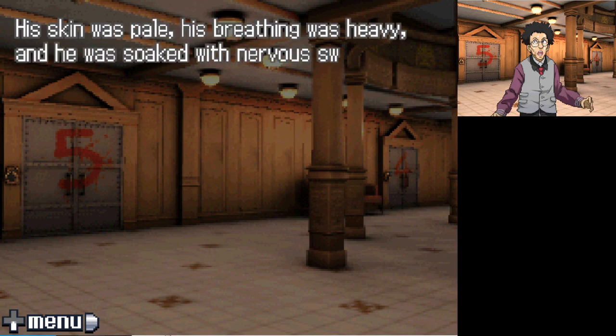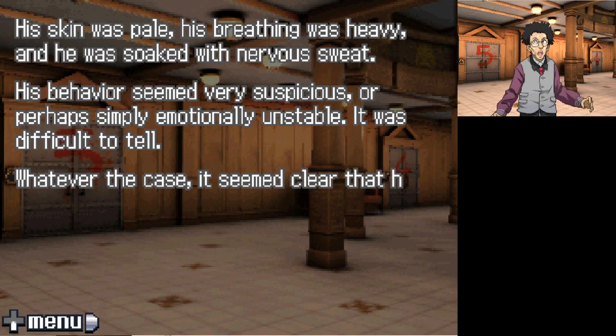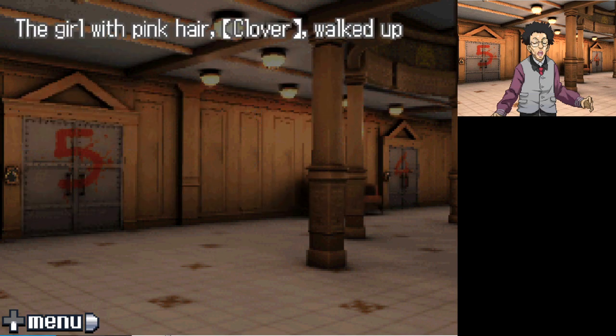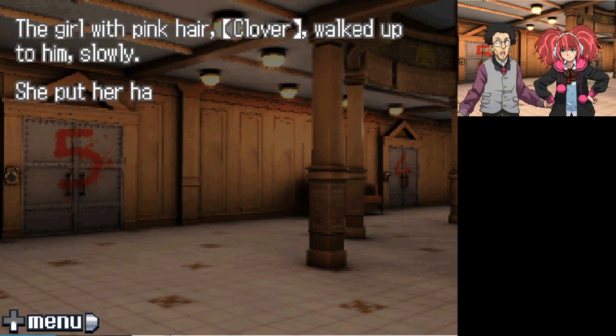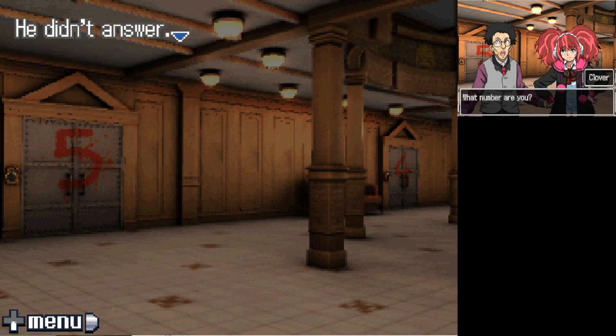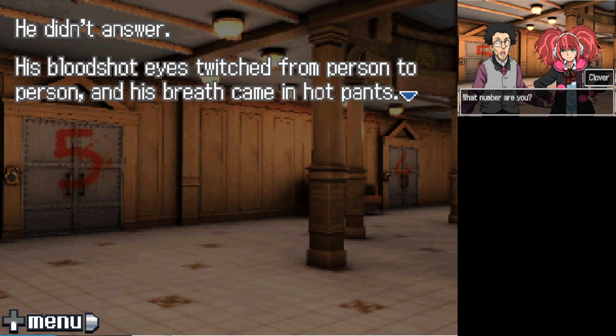He was breathing heavily, soaked with nervous sweat. His behavior seemed very suspicious, or perhaps simply emotionally unstable. It was difficult to tell. However, it seemed clear that he had only a fingertip's worth of a grip on his sanity. The girl with the pink hair, Clover, walked up to him slowly, hands on her hips, and eyed him suspiciously. "What number are you?" He didn't answer. His eyes twitched from person to person, his breath coming in hot pants. "I am talking to you."